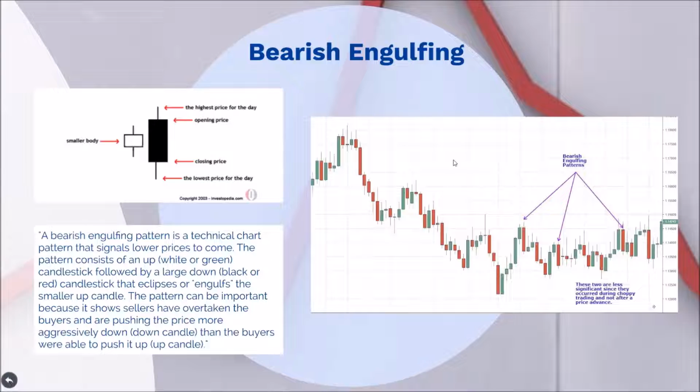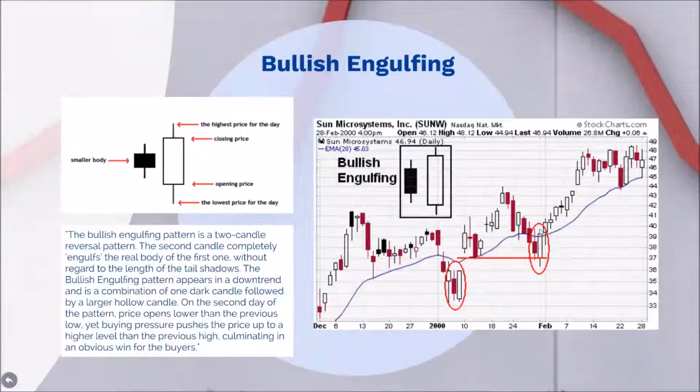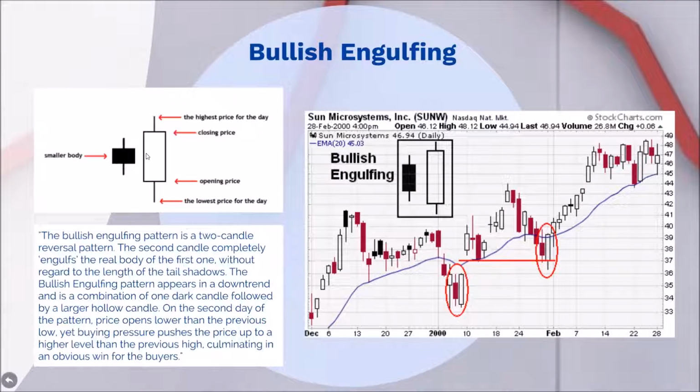Cool. So not only do we have bearish engulfing, but we have bullish engulfing. Same exact thing, except you're talking about a green candle engulfing a red candle or a white candle. Anytime you see white and black, black is always talking about red, white is always talking about green. There's a lot of variations around here.